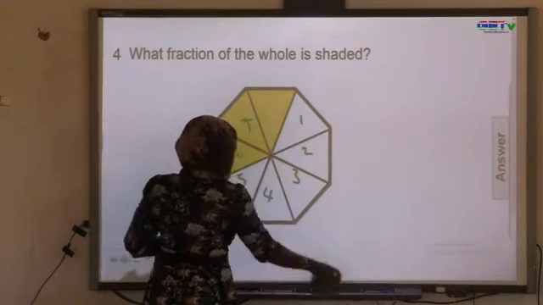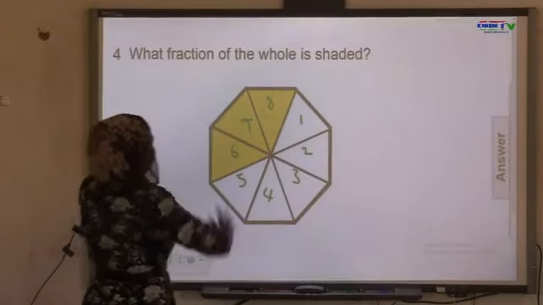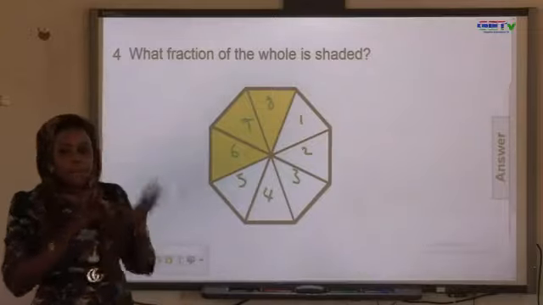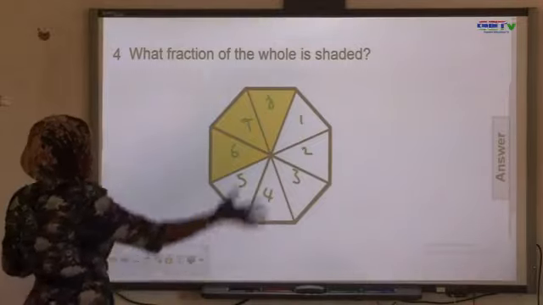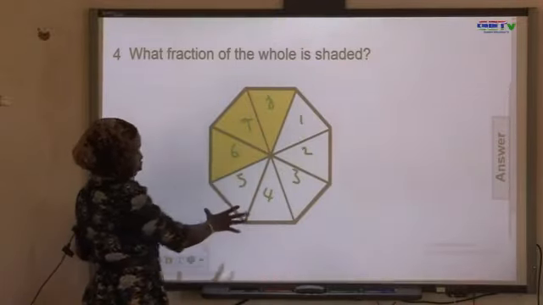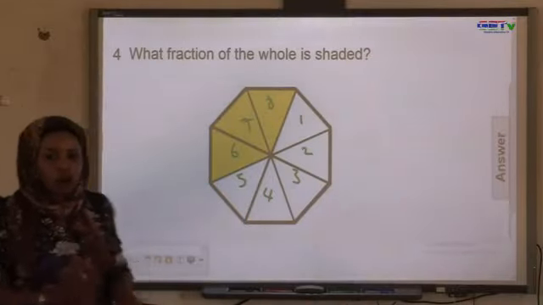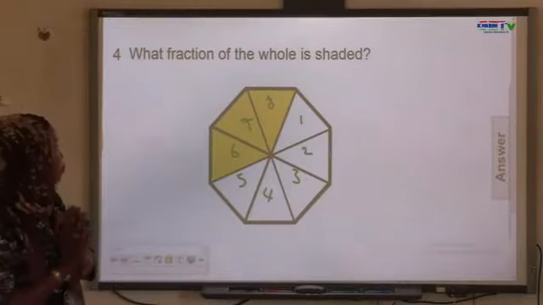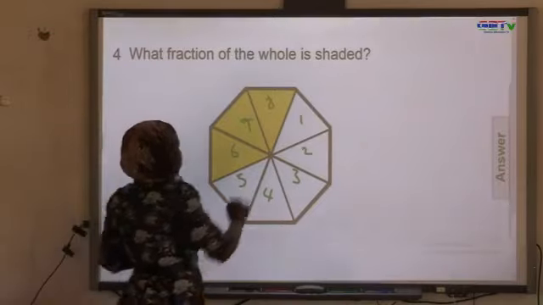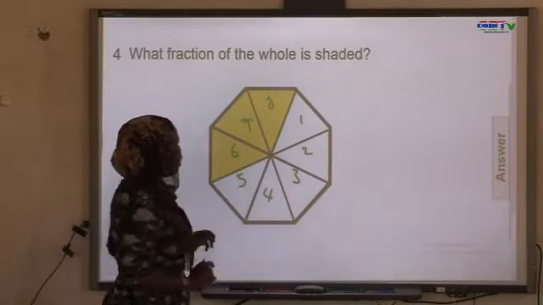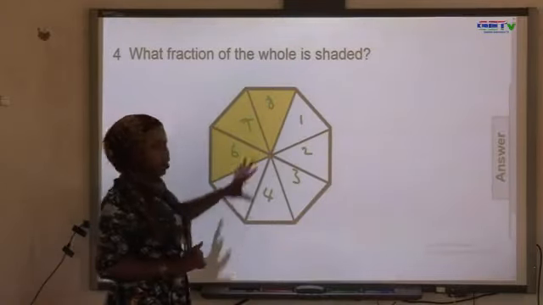We have 8. So we have 8 equal parts in our chart. But if you look at the chart closely, you can observe that some parts are colored, and they are colored in yellow. Those are the shaded parts. So the shaded part is in yellow. So can we count these shaded parts in our chart?